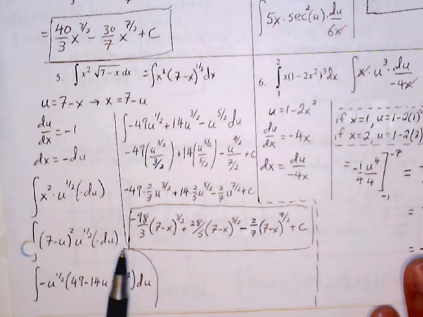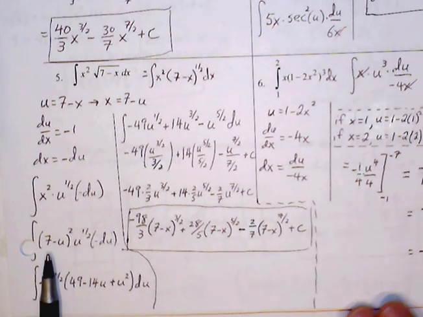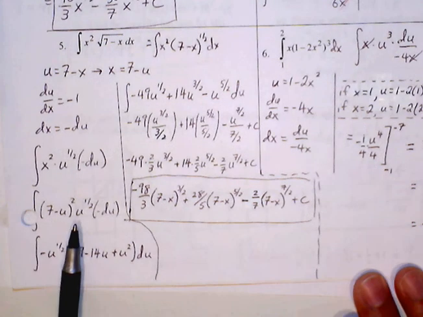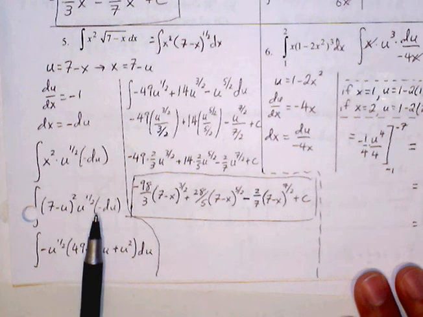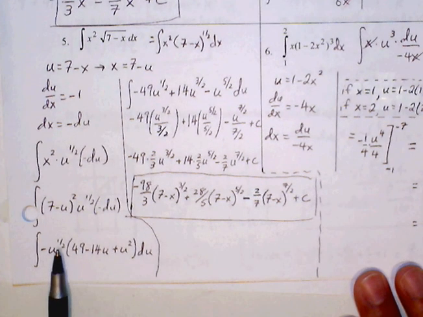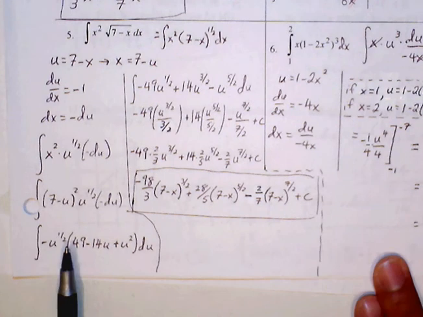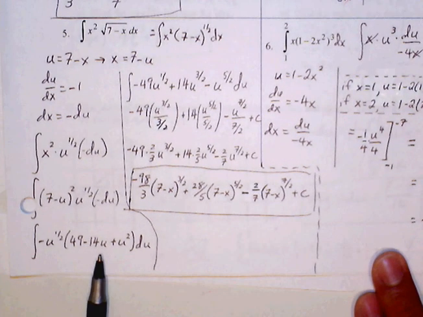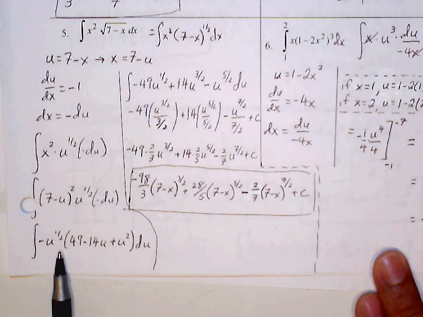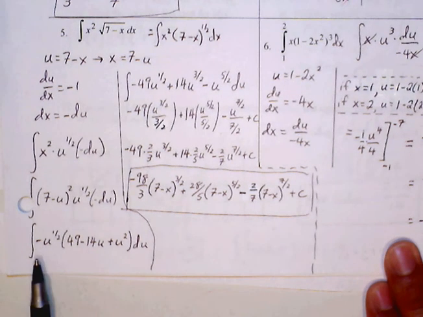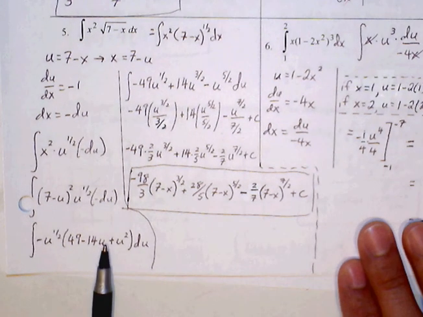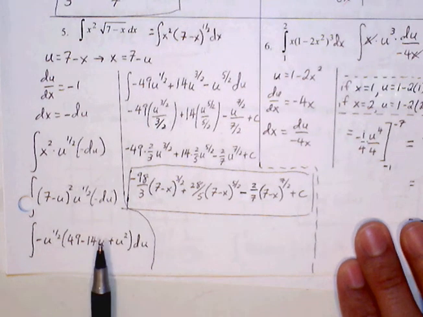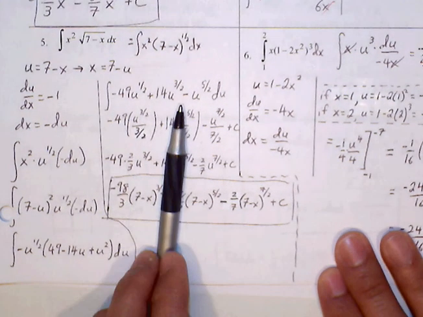Now we just have to get this to split up into individual terms. So I'm going to distribute negative u to the 1/2. The negative comes from the -1 in front of the du. Through (7 minus u) quantity squared expanded, so 49 minus 14u plus u squared. I'm going to distribute this through. And remember, when I'm multiplying bases, I'm going to add exponents. So 1/2 plus 1 is going to be 3/2. So distribute through, and I have each term separated by plus or minus.